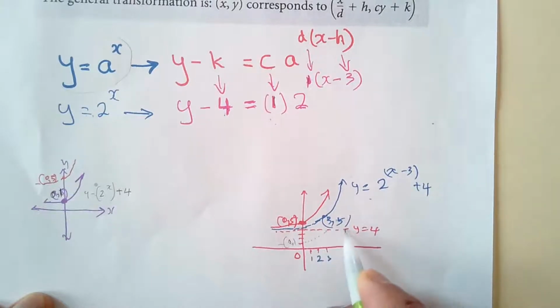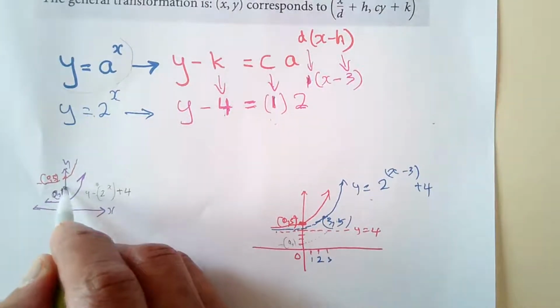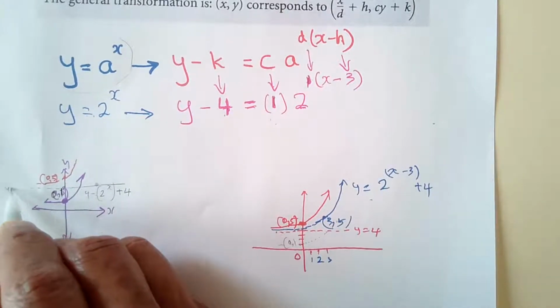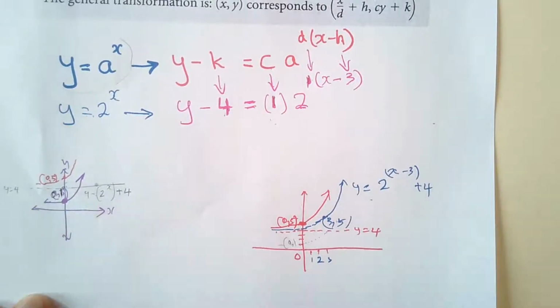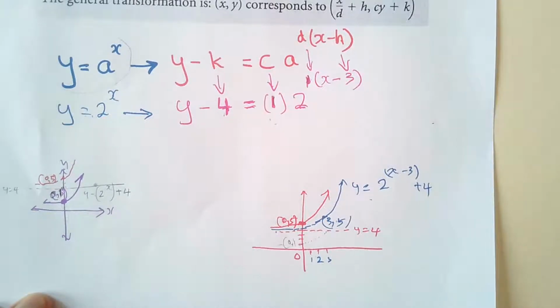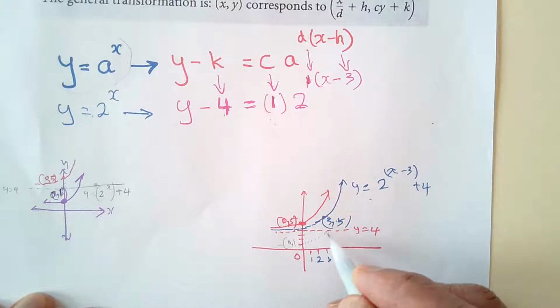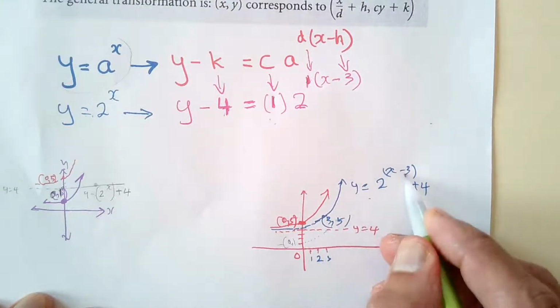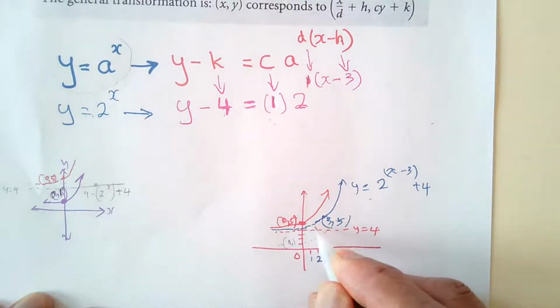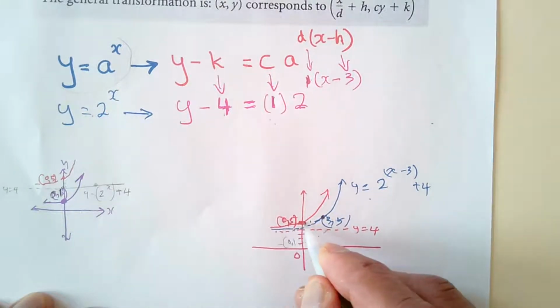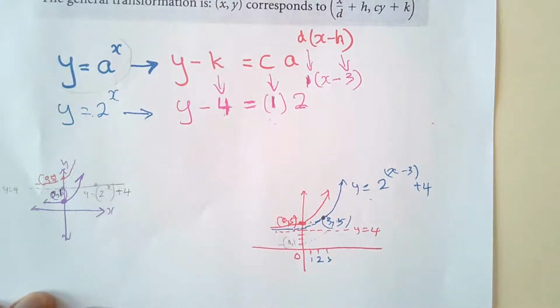Now, by the way, my new horizontal asymptote here would be y equals 4, always 1 unit below the y-intercept. Now, I shift 3 units to the right, so I go 1, 2, 3, and this would be 3, 5. So here, my horizontal asymptote is still 3.